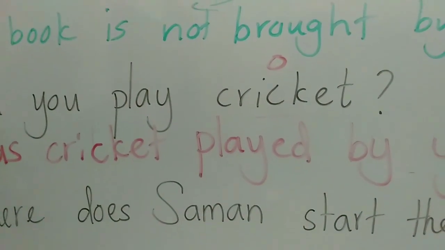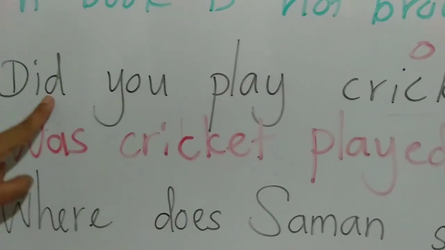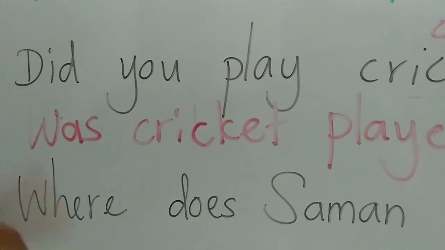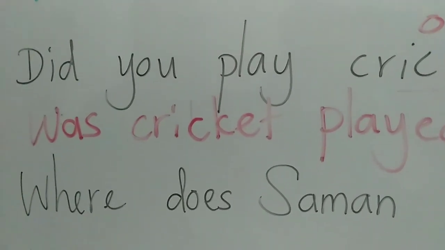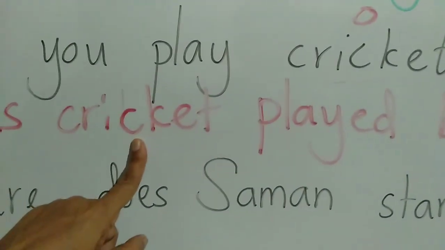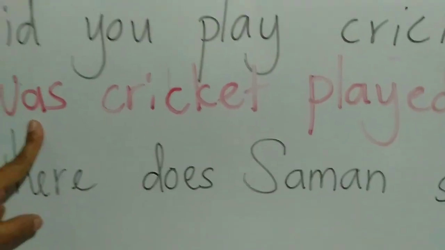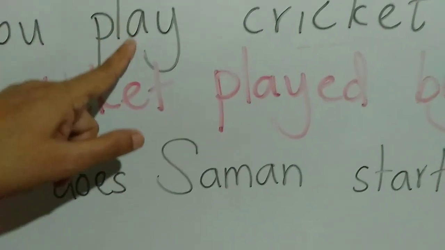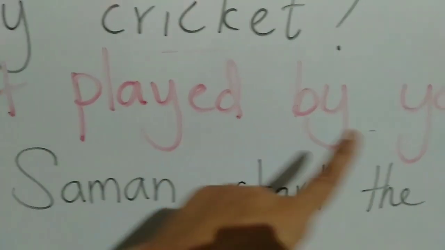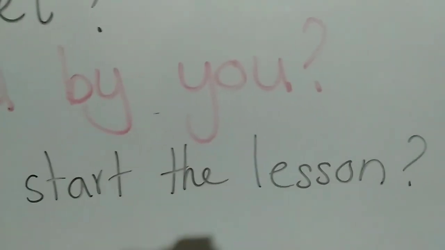You identify the tenses. The first step, you identify the tense with this verb did, past tense. Then you remind the rule you want to apply for the past tense passive, was plus past participle. Then identify the object. Take the object here with the rule. Was cricket. Then participle form of this verb, played. Take this subject here, by you. Was cricket played by you.